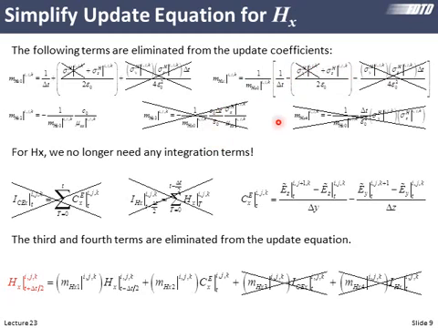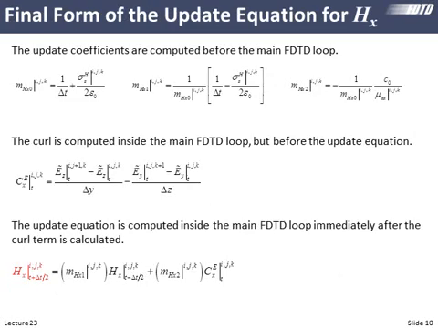And what we see is we even have two update coefficients that completely go to 0. And these are ones associated with integration terms down here, so we no longer even need to do these integrations. So that's very cool. And so no more integrations for HX anyway. So we can step through all of these. And here's the final form of our update equation for the HX field. This is with only Z-axis PMLs.